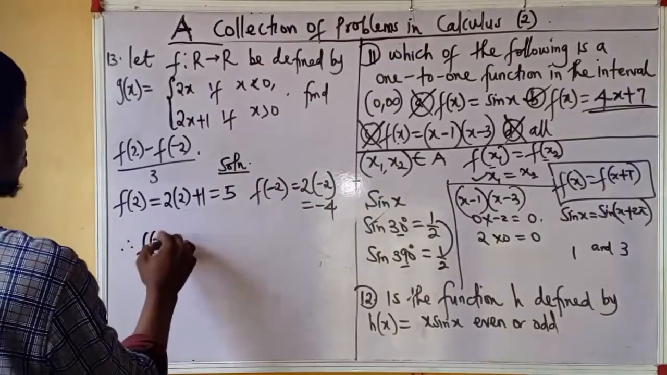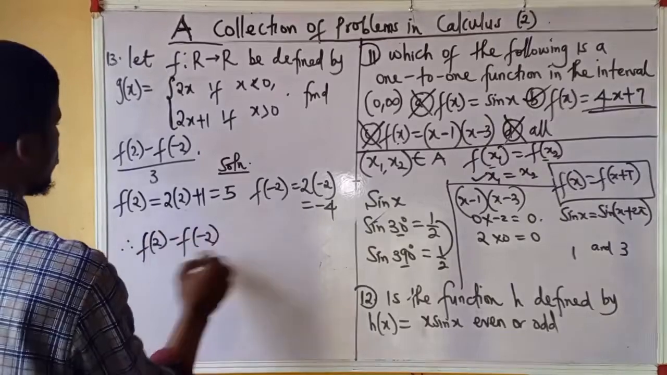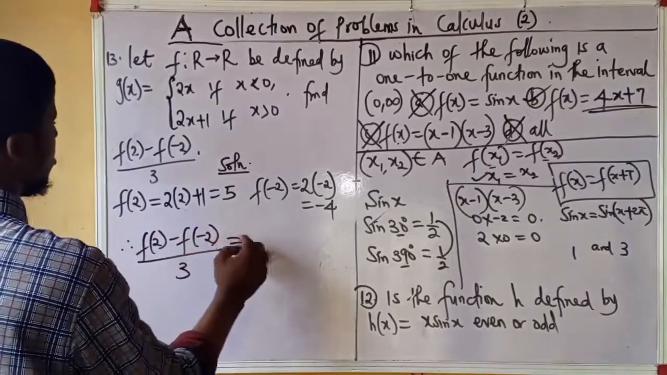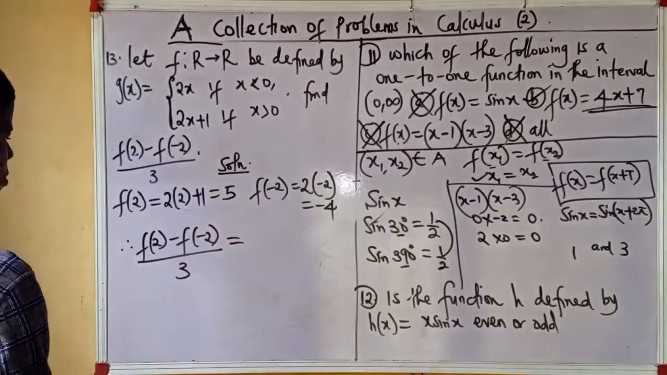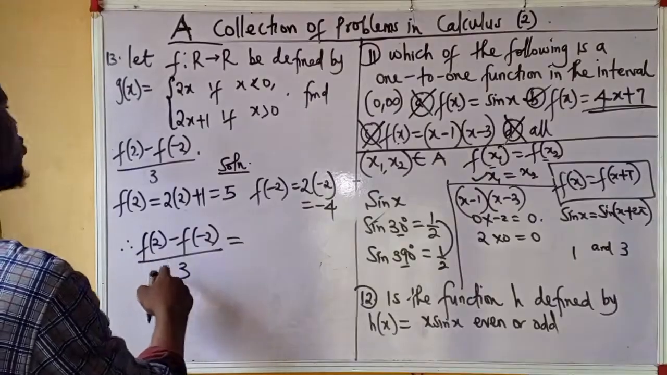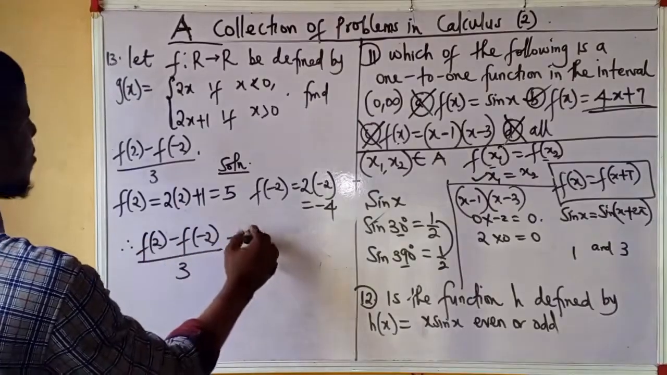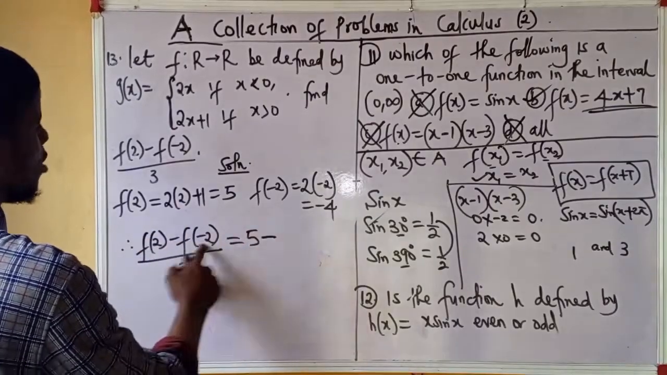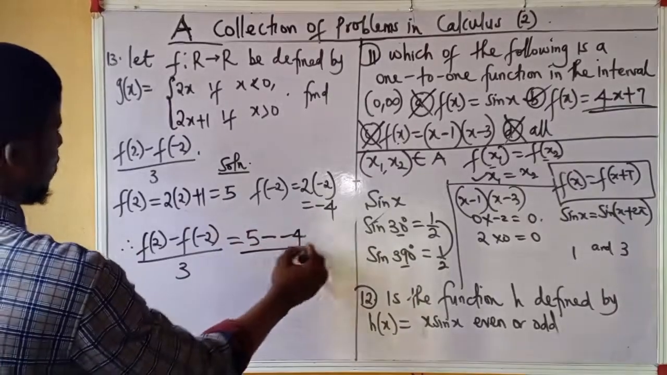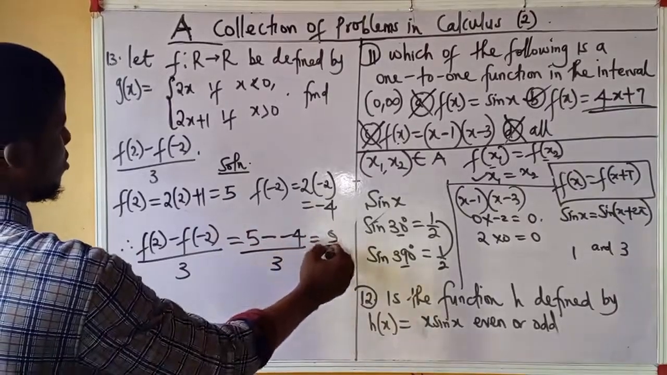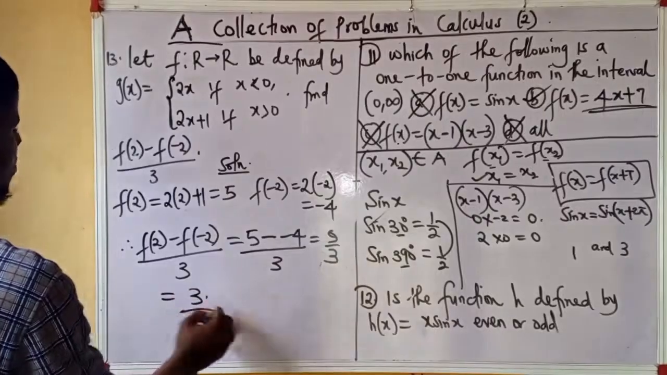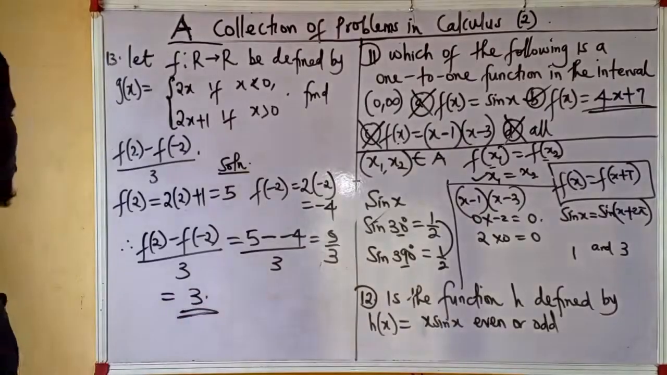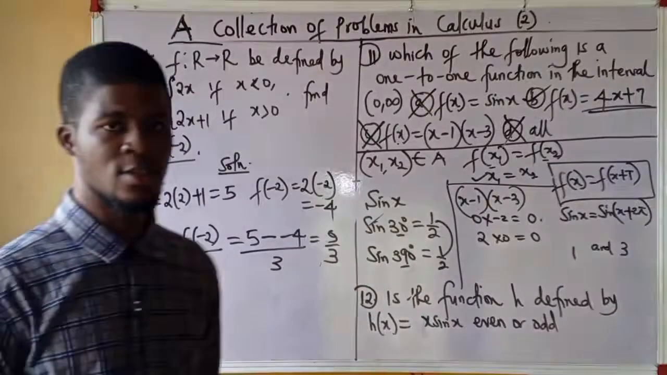Therefore, f of 2 minus f of minus 2, divided by 3, is equal to this. What's f of 2? F of 2 is 5 minus, what's f of minus 2? Minus 4, all over 3. And this is 9 over 3, which is equal to 3. That's it. So let's go to question 14.